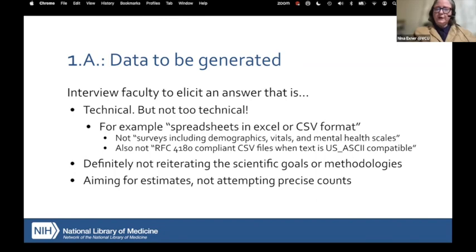And we're also aiming for estimates. We're not committing to exact counts because everyone knows that science is not exact, and you may aim for 50 mice, but end up with 53 mice because mice sometimes make mice.